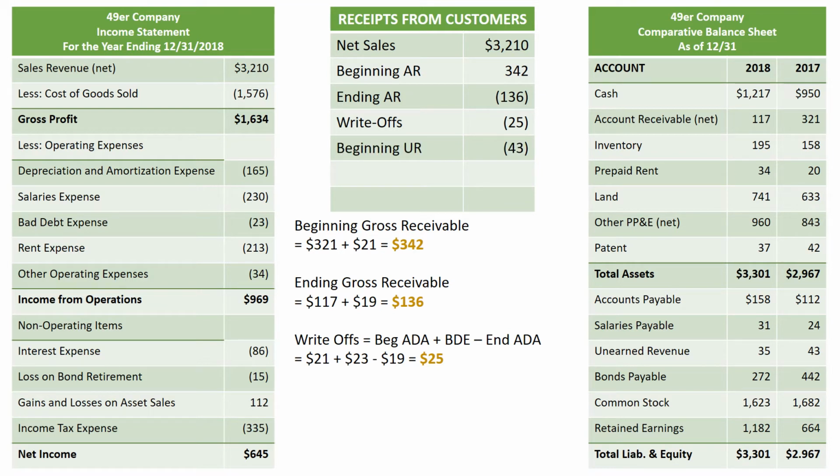We also have unearned revenue. Beginning unearned revenue needs to be subtracted because that's cash we would have received in 2017, but it would have been included in sales revenue in 2018. Similarly, ending unearned revenue are cash that we received in 2018 that will not be recorded as revenue until 2019 or potentially later. And so our total receipts from customers is $3,383.